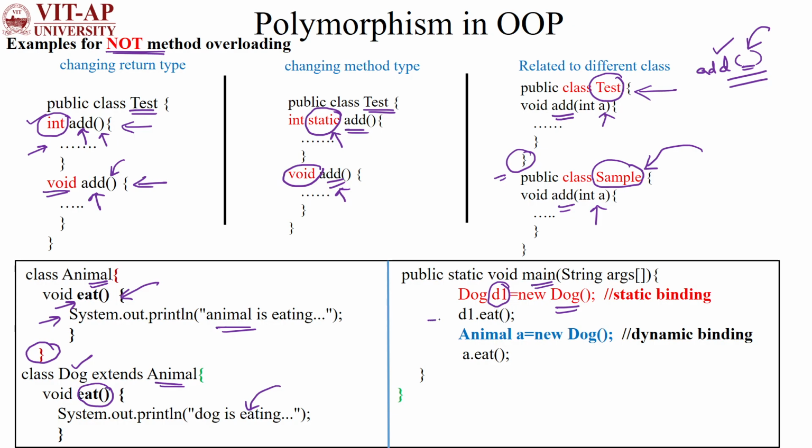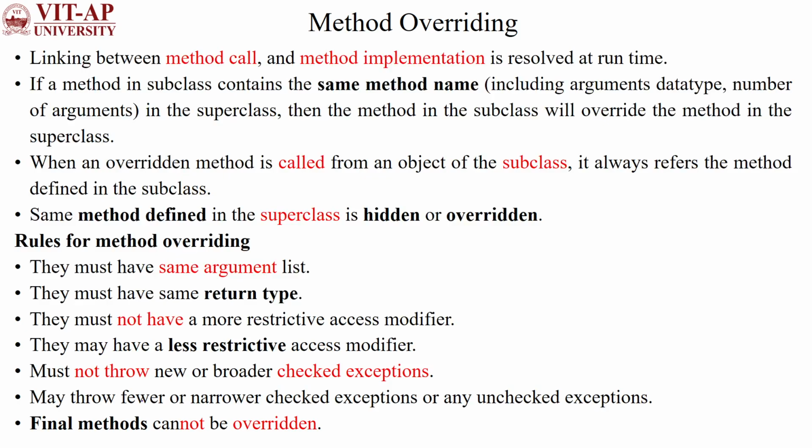Here d1 is calling eat, so this d1 is called a static binding variable, because here we are also creating a constructor with respect to the Dog class, so it is called static binding. Static binding is done during compilation time. So d1.eat, you see, both have the same method name.